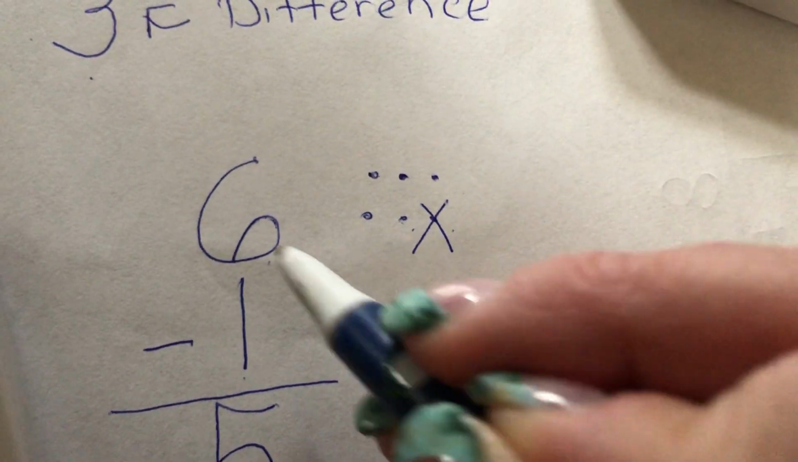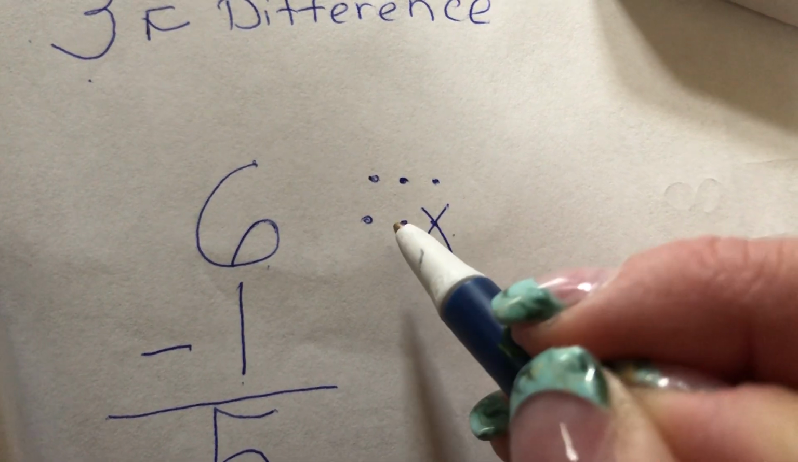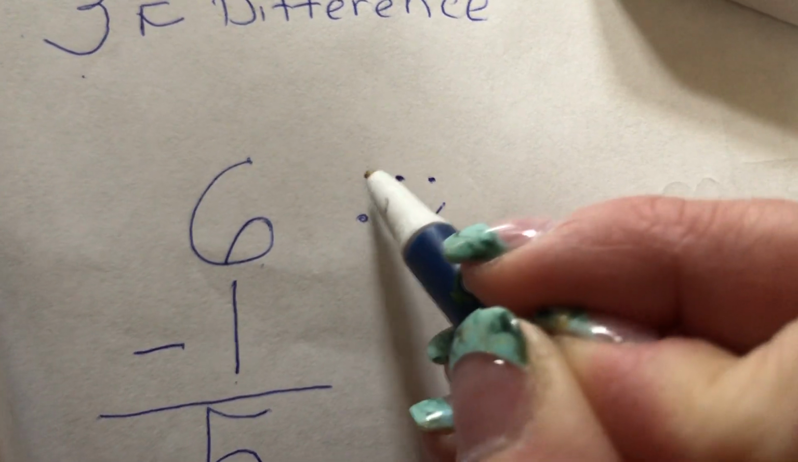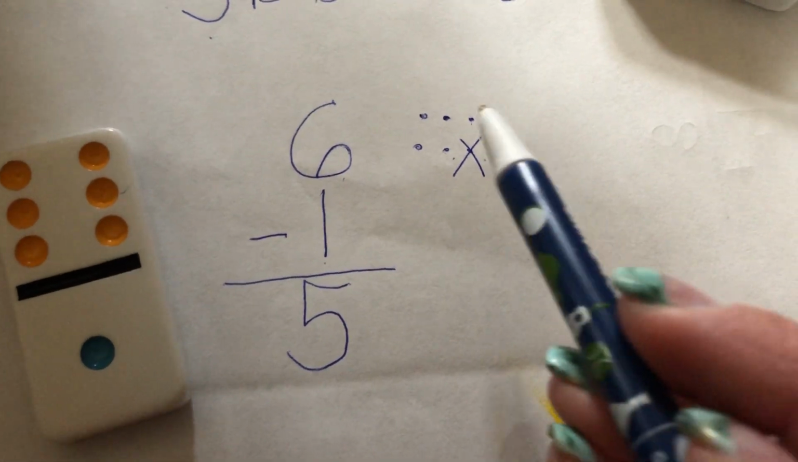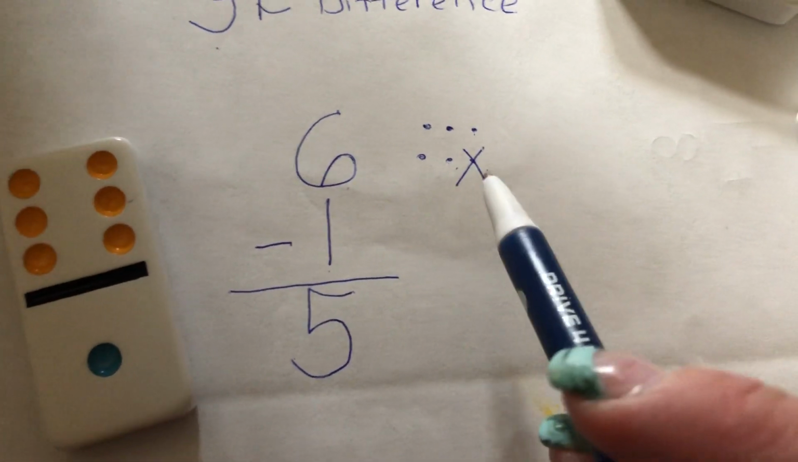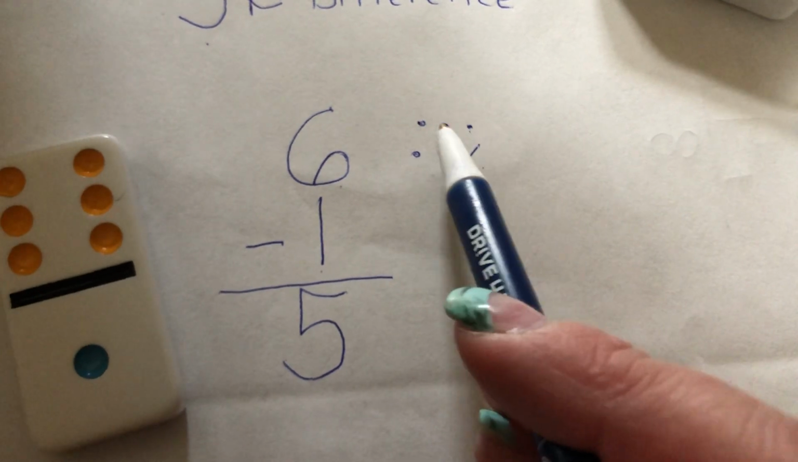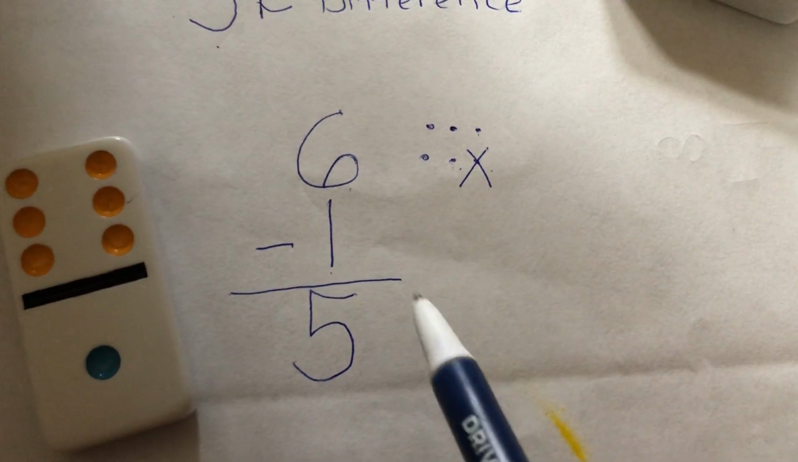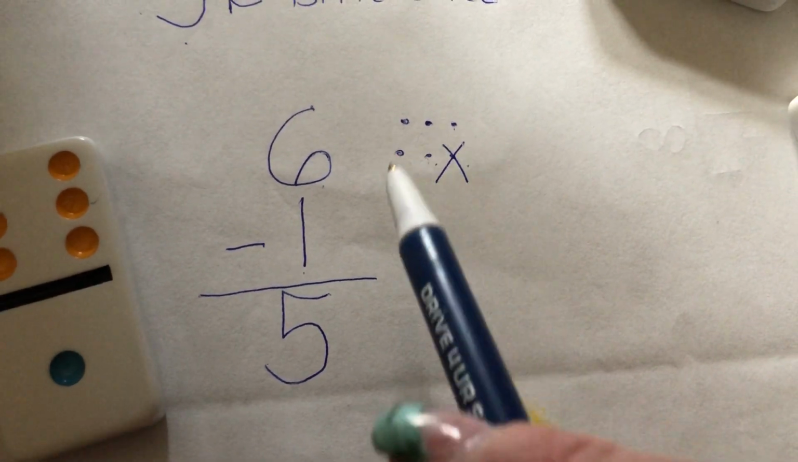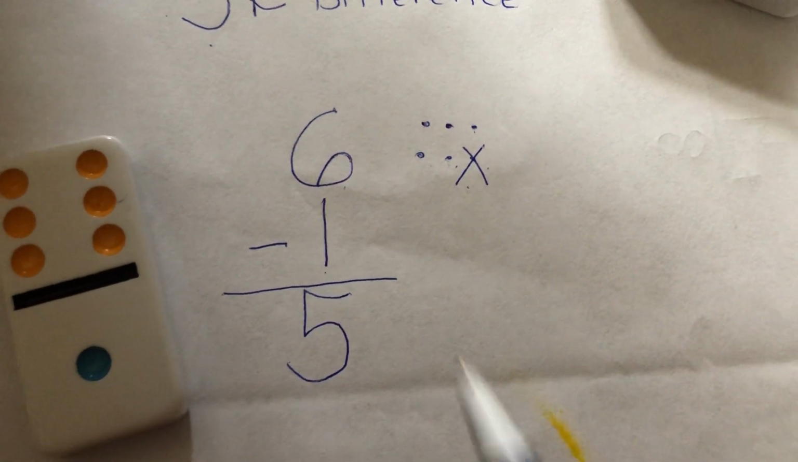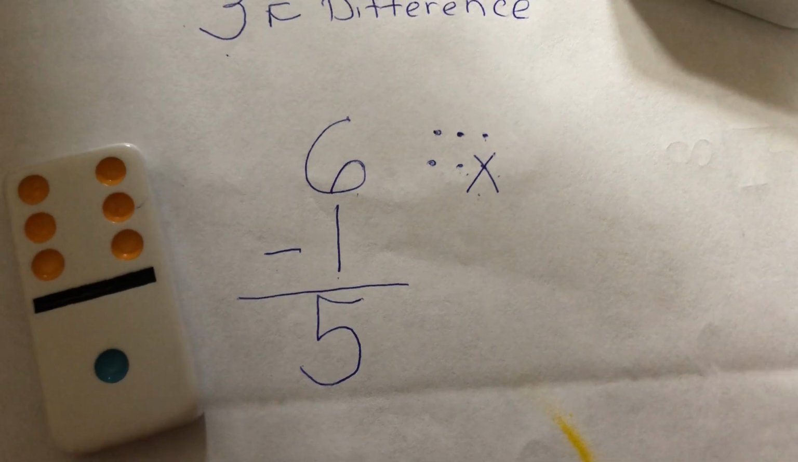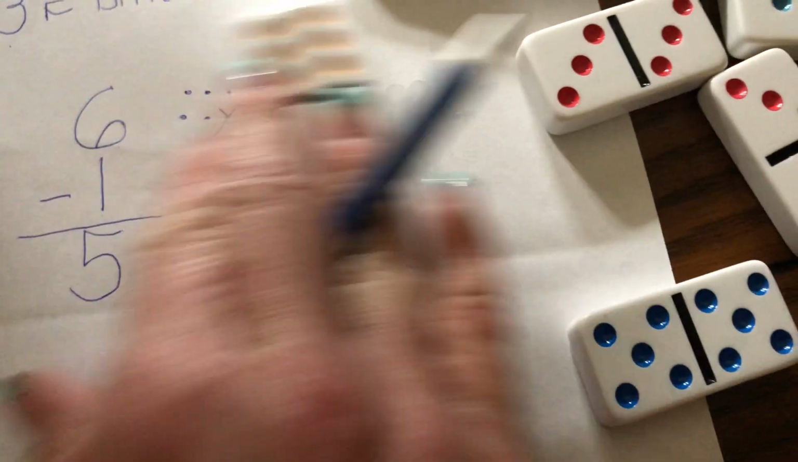So we started with 6, crossed out 1. Now we still have 1, 2, 3, 4, 5 dots left. Okay, so there's a picture to show 6 minus 1 is 5. So that's a way that you could draw a picture to check your subtraction problem. Okay. And that's how you use dominoes for subtraction.